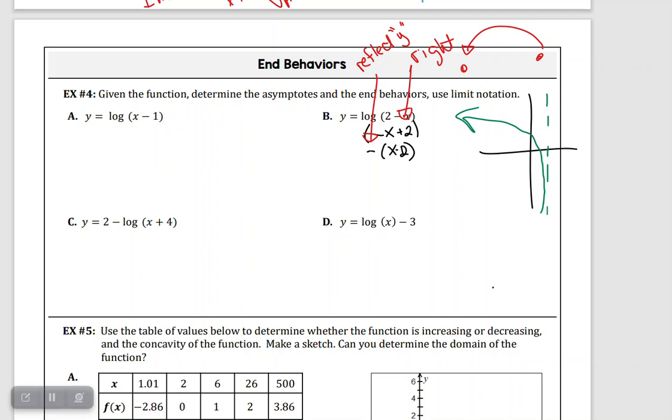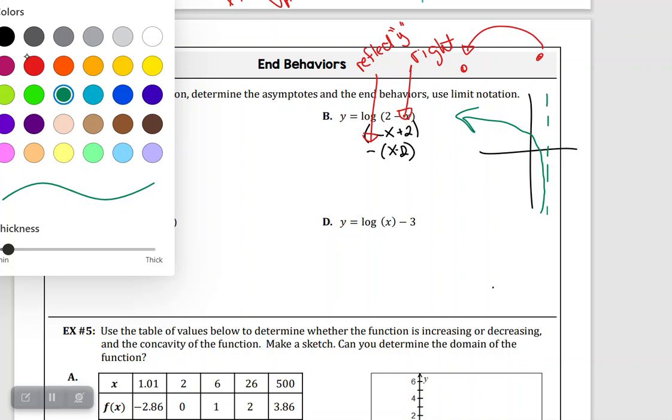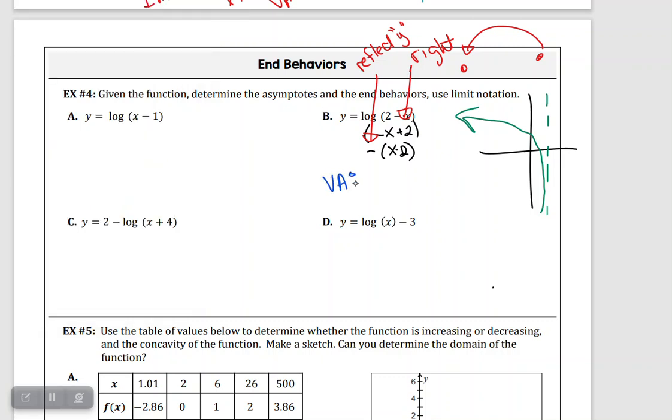So it's asking for a couple of things. It's asking for the vertical asymptotes. Actually, there's only one vertical asymptote. It got shifted to the right, so it's going to be x equals 2.